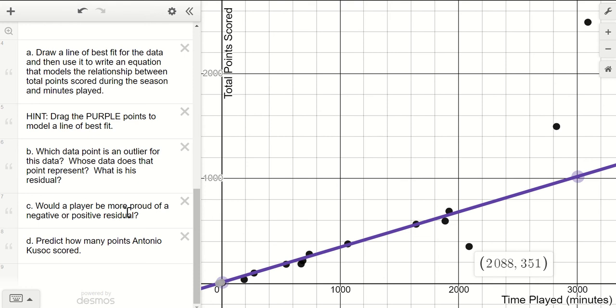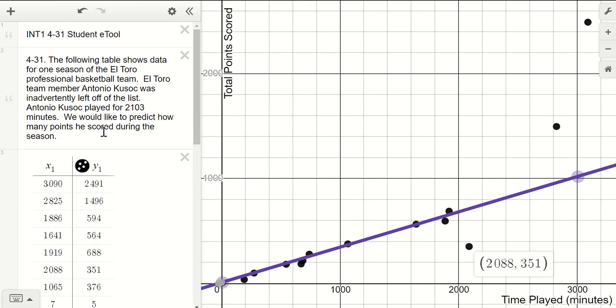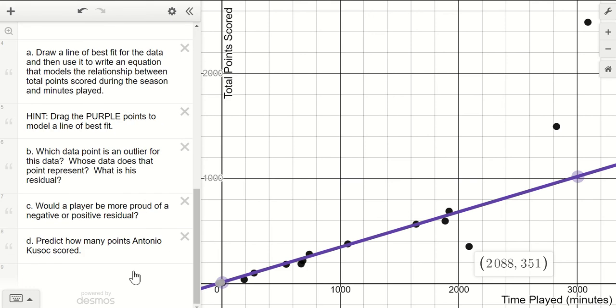Would a player be more proud of a negative or a positive residual? So think about what that means in context here. What does it mean if you have a residual that's positive, clearly above the line? What if you have a residual that's negative? I just want you to explain to me what would be better, one that's positive or negative, and then predict how many points Antonio Cusack scored. So based on your model, the equation you have, remember Antonio played for a total of 2,103 minutes. If you plug 2,103 minutes into it, what would be his approximate score?